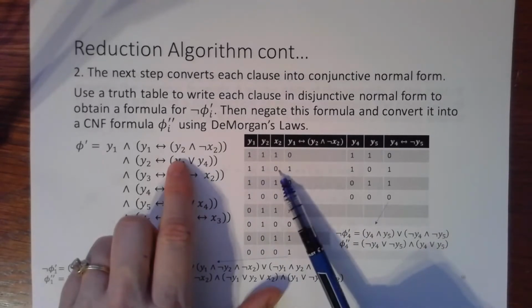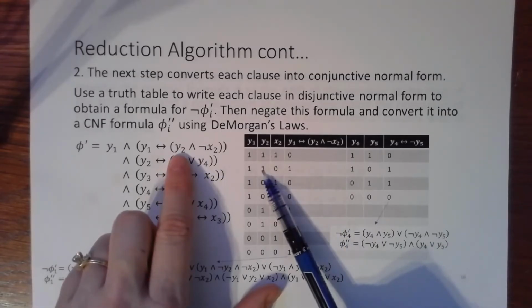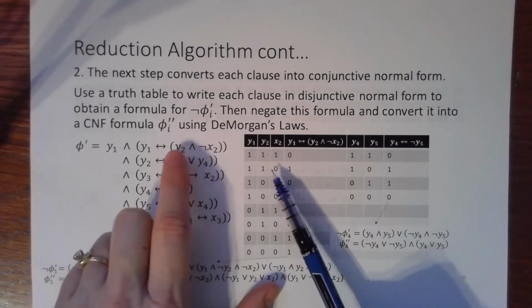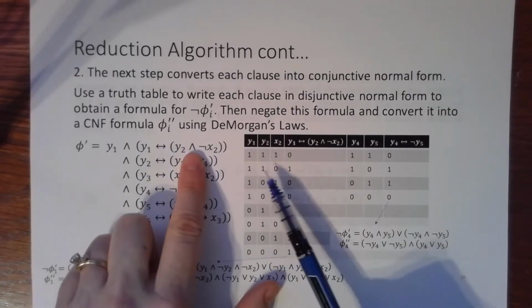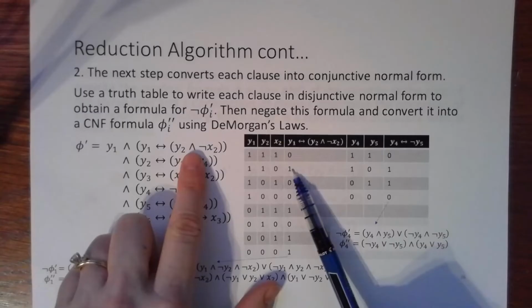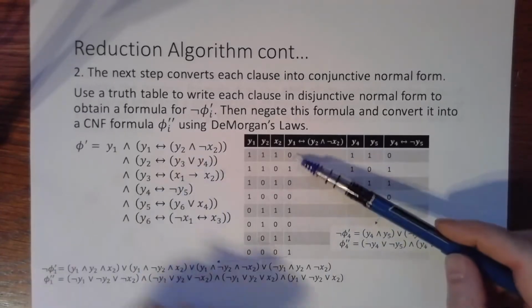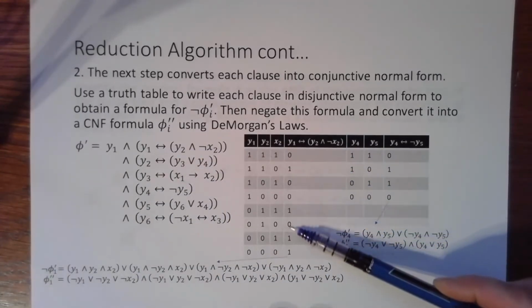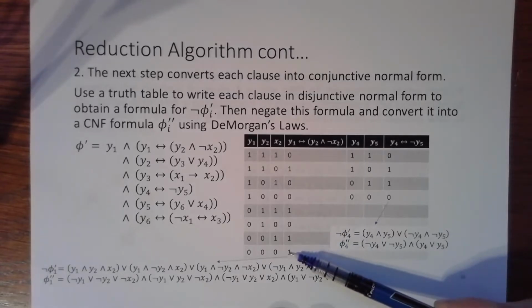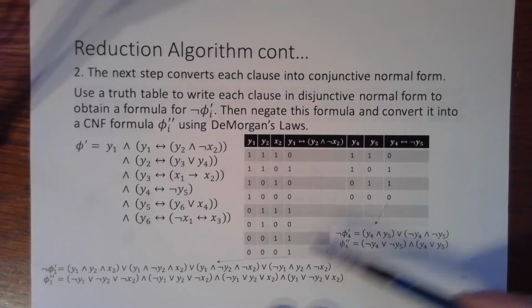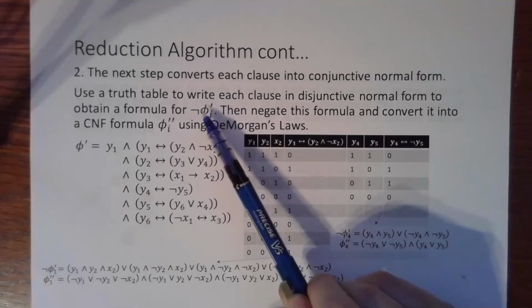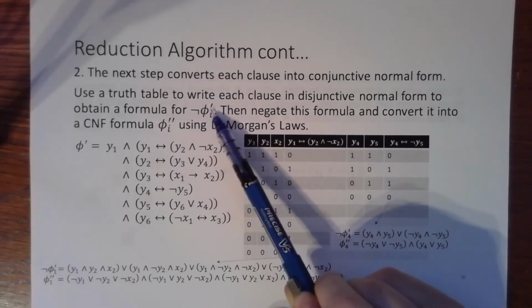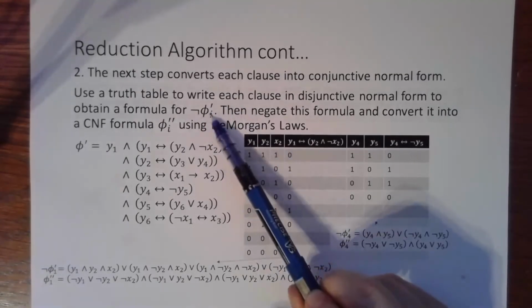The second line here, y2 is true, not x2 is true, true and true is true. And then y1 true if and only if true, yes, that one evaluates to true. So I just do that for every single possible assignment of values. Once I have my truth table figured out, then I want to write a disjunctive normal form for not phi sub i.